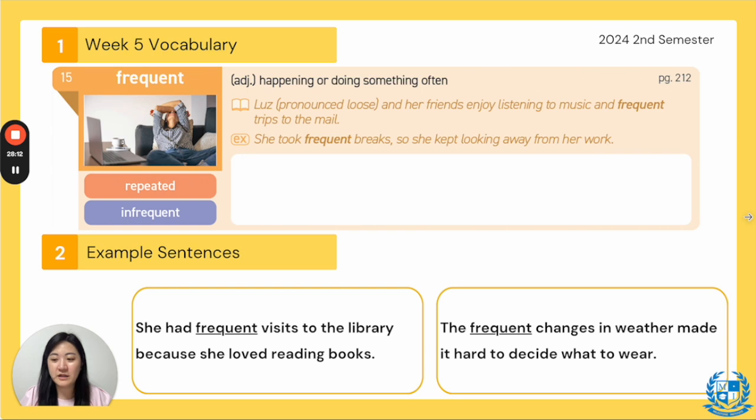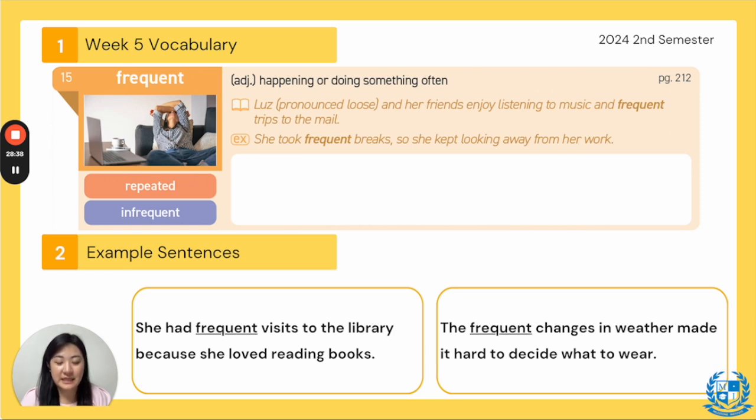15. Now we're on our textbook words. On page 43, number 15, everyone say frequent. Frequent. The synonym is repeated, and the antonym is infrequent. There we go. We see that in again in the beginning. This is an adjective, and it means happening or doing something often. So over and over again.